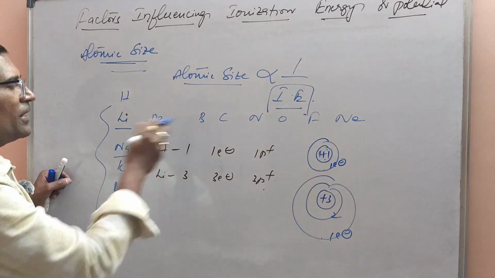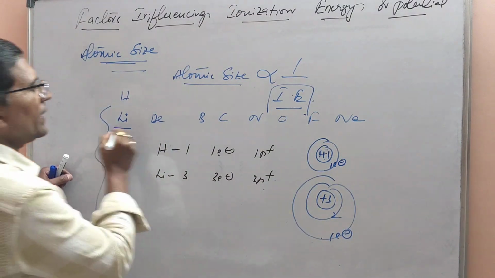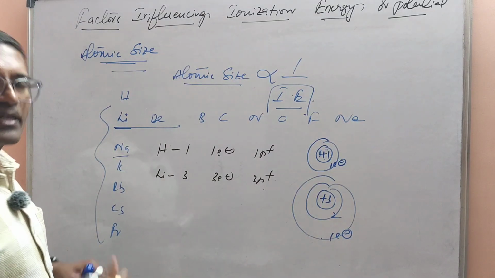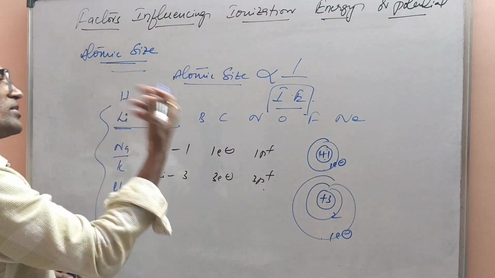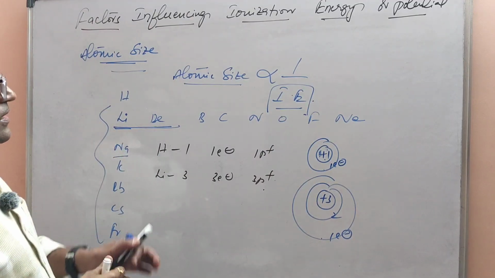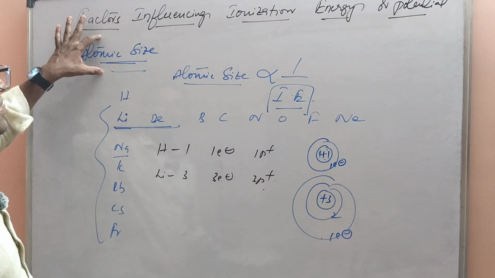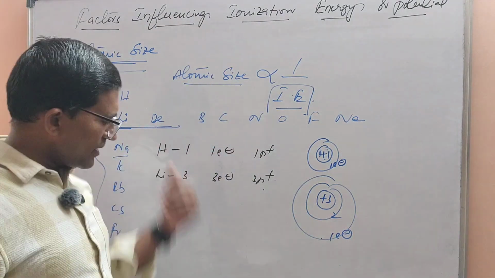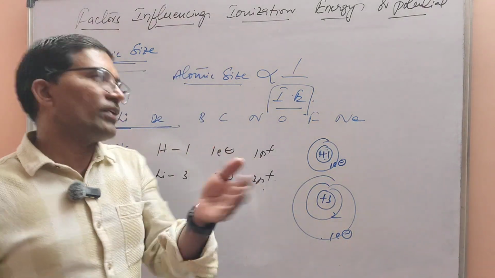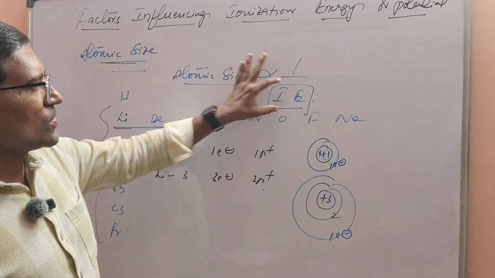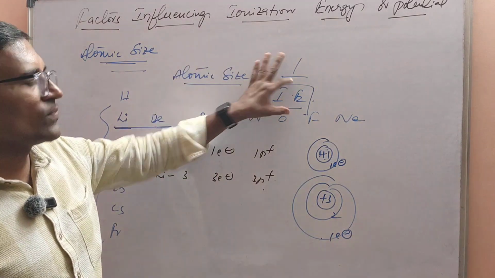If I talk about a period, left to right, you know atomic radius, atomic size decreases. Hence ionization energy will increase. Understood? So as the first factor, as atomic size is increasing, ionization energy decreases. As atomic size is decreasing, ionization energy increases. We can write it simply as inversely proportional. Meaning if this is increasing, this will decrease. If this is decreasing, this will increase.